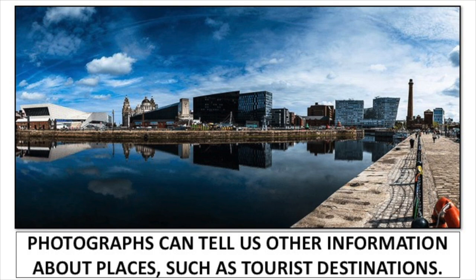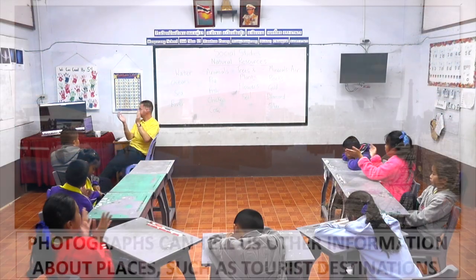Photographs can tell us other information about places, such as tourist destinations. Like if we go to Bangkok, we might want to visit the temples in Bangkok, or Dream World, or restaurants. Maps can tell us about those types of places too. Any questions, guys? No. That was excellent. Very well done.